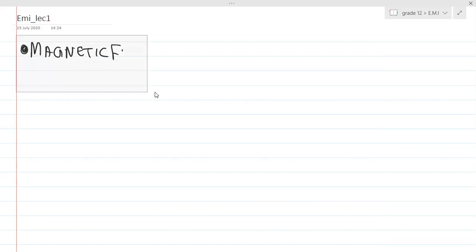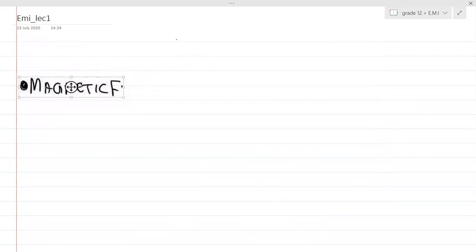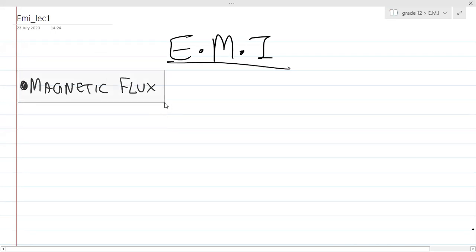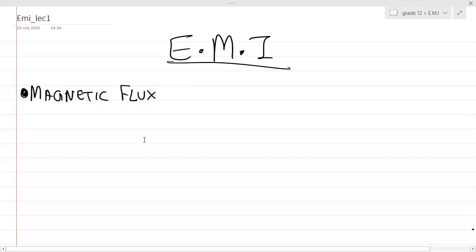Before understanding electromagnetic induction, the first heading which we need to study is basically called magnetic flux, denoted by phi m. What is magnetic flux?